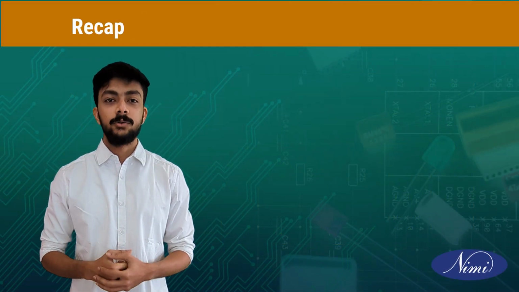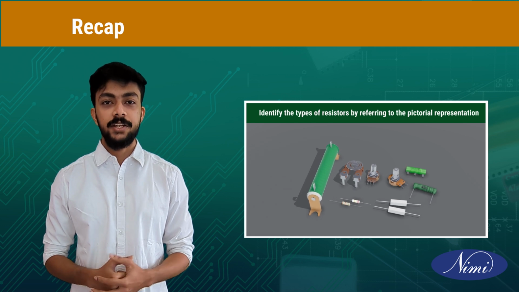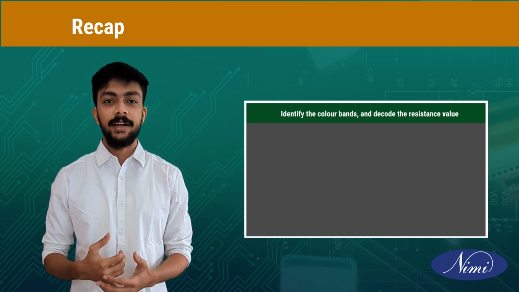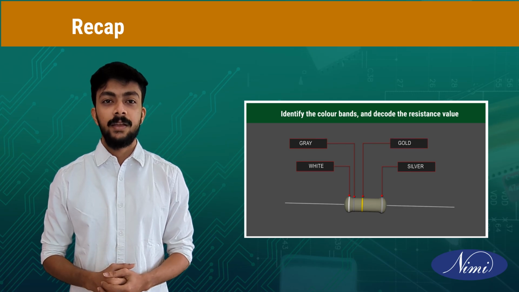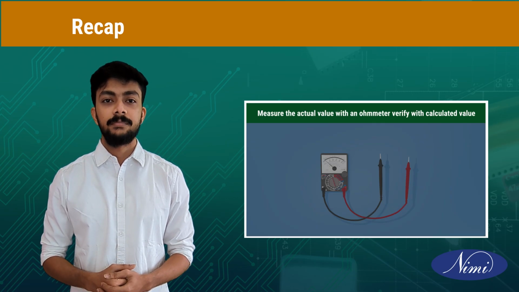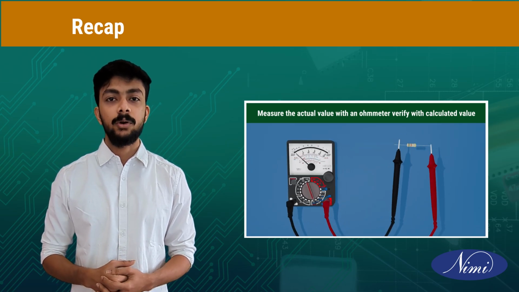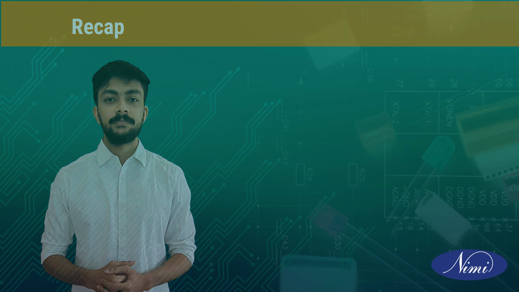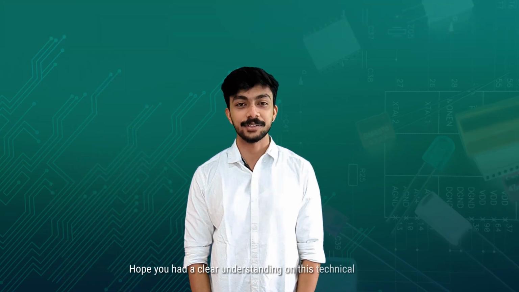Now we have learned to identify the types of resistor by referring to the pictorial representation, identify the color bands and decode the resistance value, calculate the tolerance value by the color band, measure the actual value with an ohmmeter, and verify with calculated value. Hope you had a clear understanding on this technical process. Thank you.